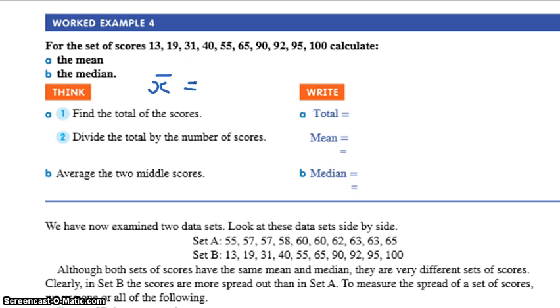Sum of the scores divided by the number of scores. So the sum of what? Of our x. Sum of x. So that's the sum of the scores. If you divide the sum of x by the sum of x, you're going to get 1. So it's the sum of x divided by the number of scores. This is a small set.